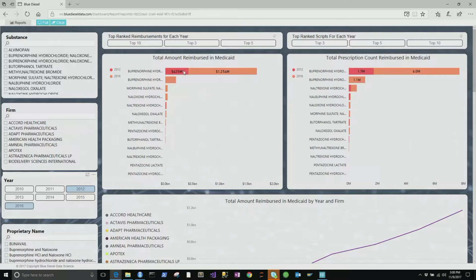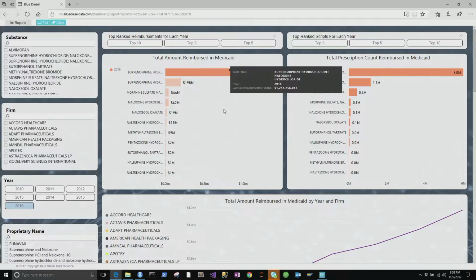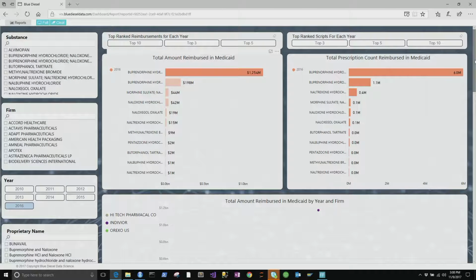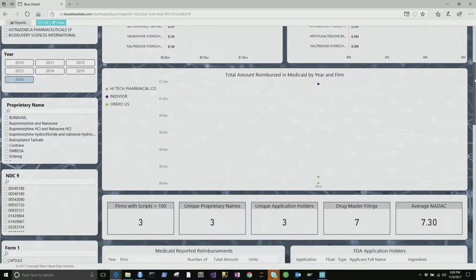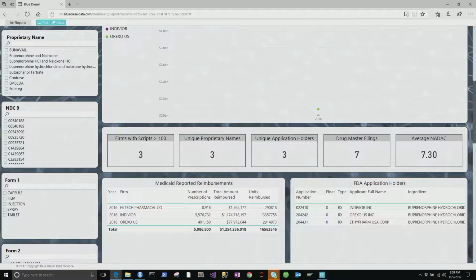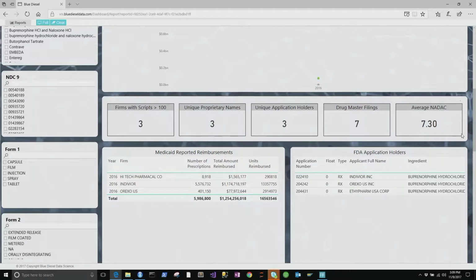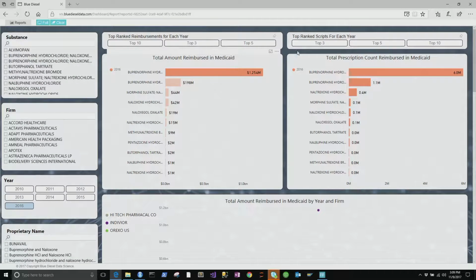We're interested in that particular drug. Deselect 12. And so when you select it, you can get a little bit more information. So for instance, there's only 3 firms in that market. It's a large market for only 3 firms. There's 3 application holders. So that is a very interesting finding, I would say. And the average national drug acquisition cost per unit is $7.30, so that's significantly higher than what we saw before.